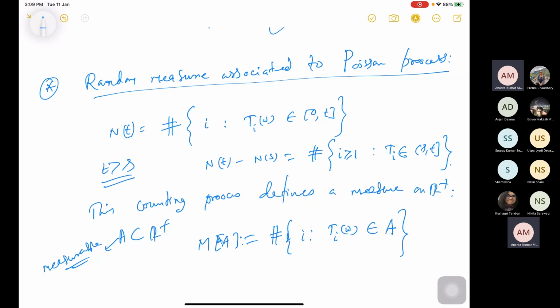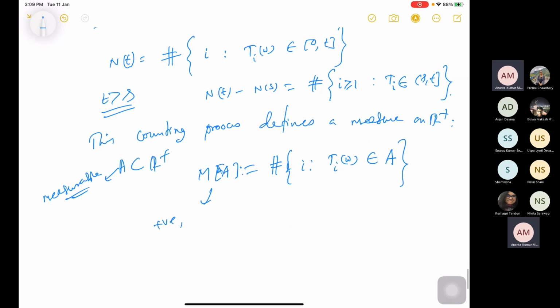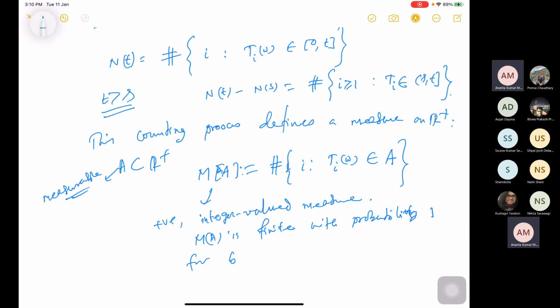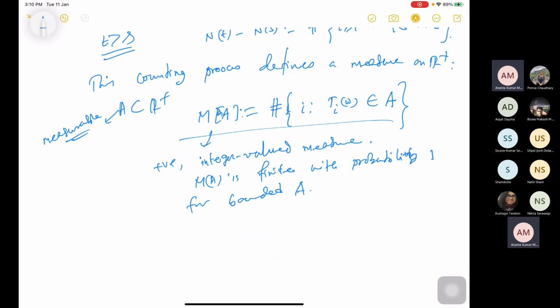Okay, so this M is positive, and integer valued. And not only that, this M of A is finite, with probability 1, for bounded A, is it not? It cannot be infinite. This is just from your definitions, and the Ti are basically the random configurations on 0 to infinity, which is basically the interval times of the Poisson process.